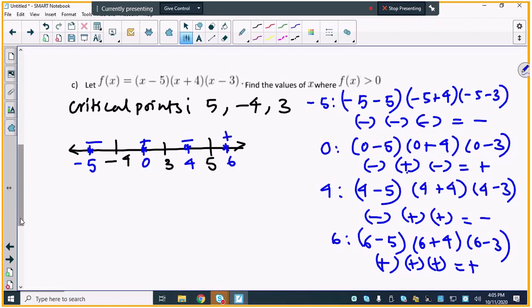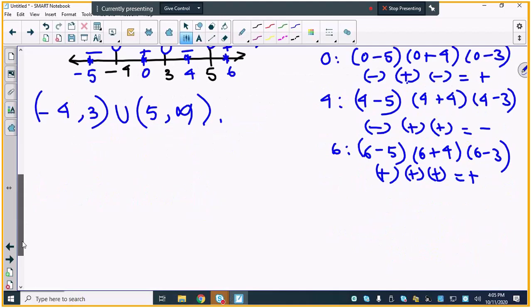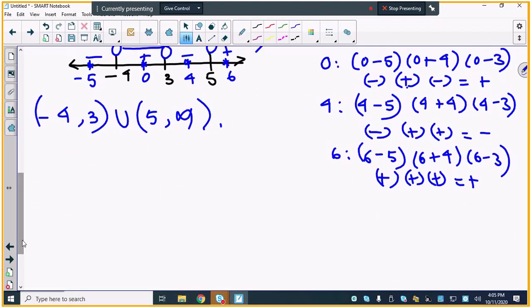And I also needed strict positive, so open circle. This one is also positive, open circle. And so my solution set is negative 4 to 3, open, union 5 to infinity. And that would answer the question for the solution of the inequality.